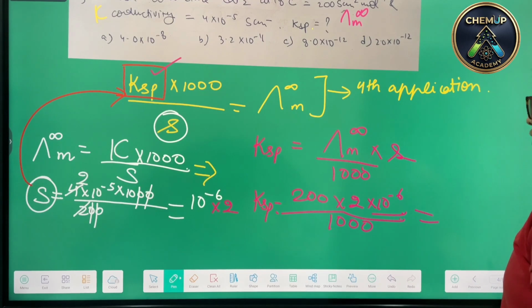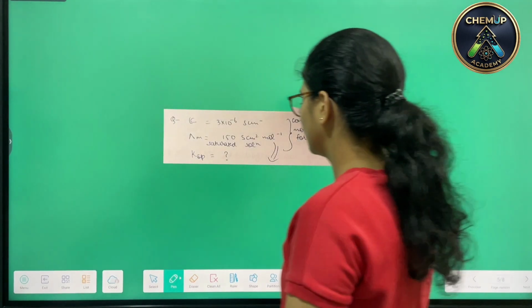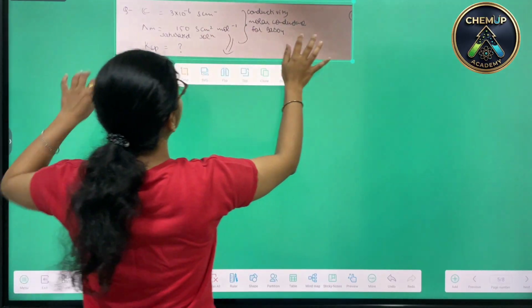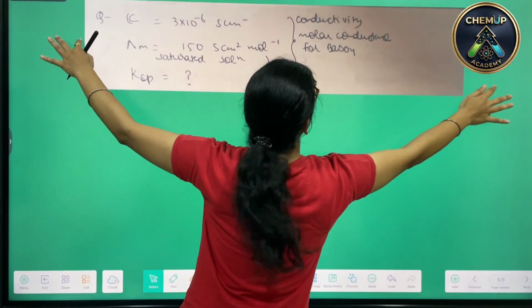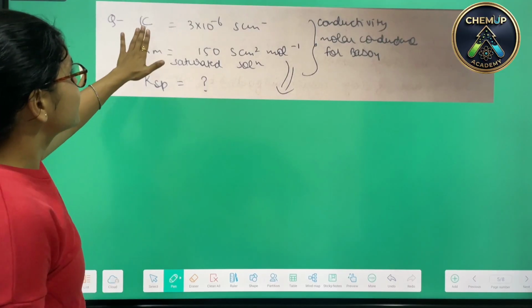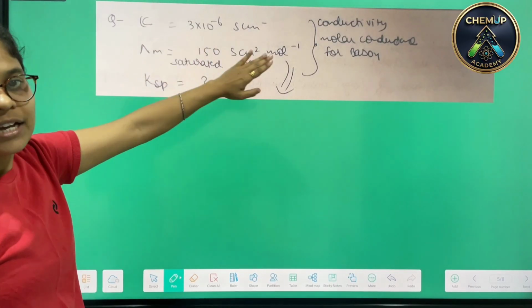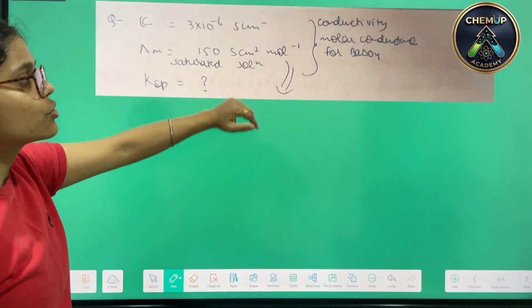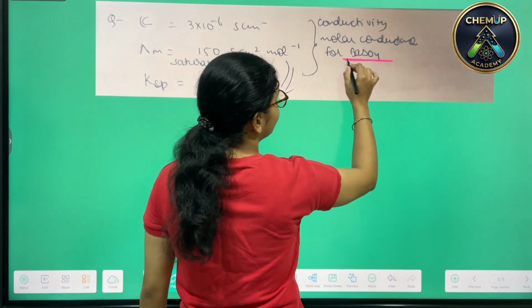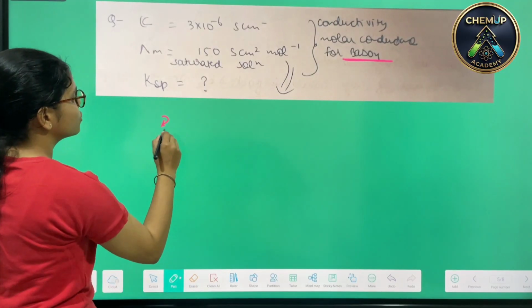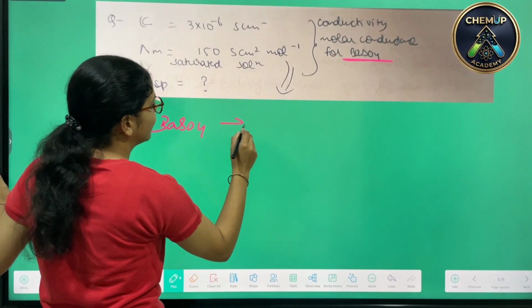Coming on to the next question. It is quite simple. It says that kappa is given to you, that means the conductivity is given. Molar conductivity or molar conductance is also given. And for BaSO4, it should be like this.